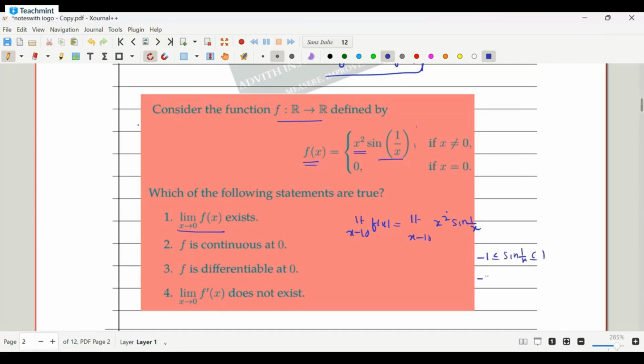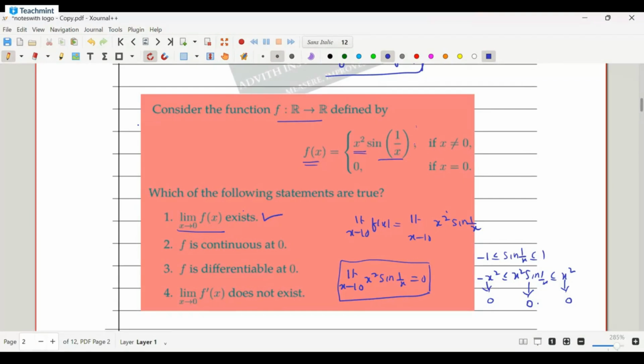So now multiply with x square. So x square sin 1/x is less than or equal to x square. Now apply the limit. This one approaches 0. By squeeze theorem, the limit of this one is also equal to 0, sir. Right, sir? Therefore, limit x approaches 0, x square sin 1/x is equal to 0, sir. So therefore, statement 1 is true.